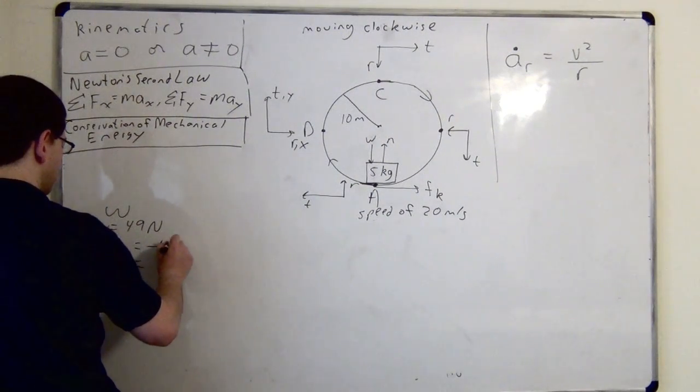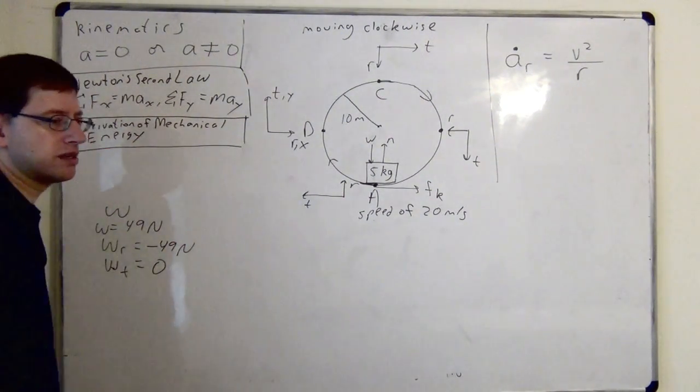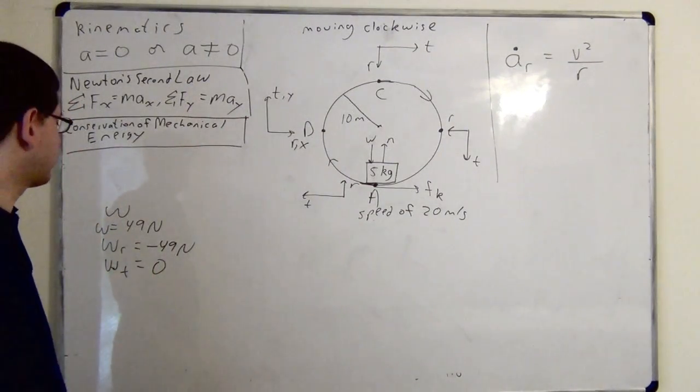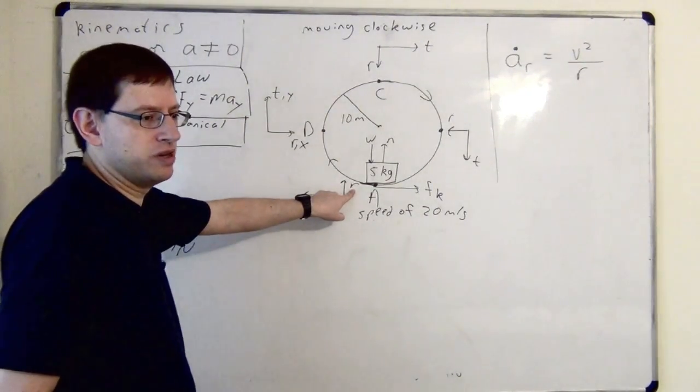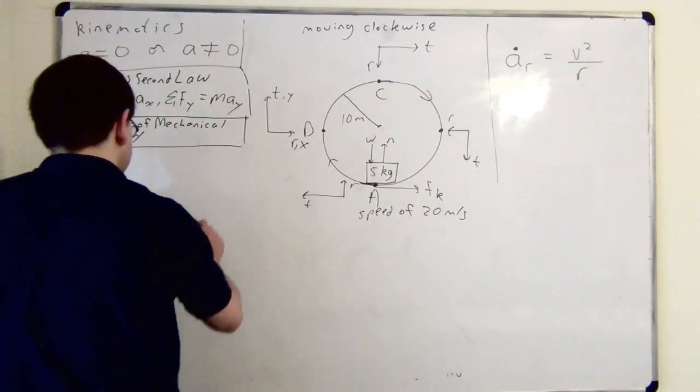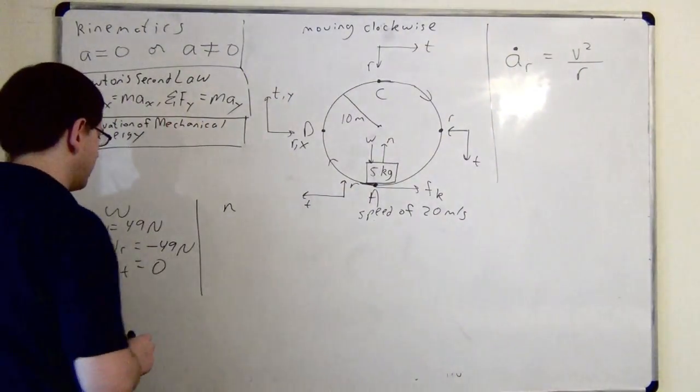49. Okay. And how about W tangential? 0. Okay, good. That's good that you were thinking about the sign and you got the correct sign. That's why you did that exercise on finding the axes. We need the axes so we can get the correct signs. Okay, so how about the normal force? What can we write down about that?